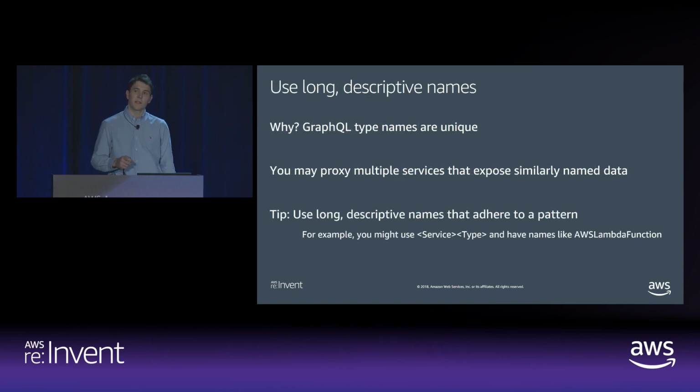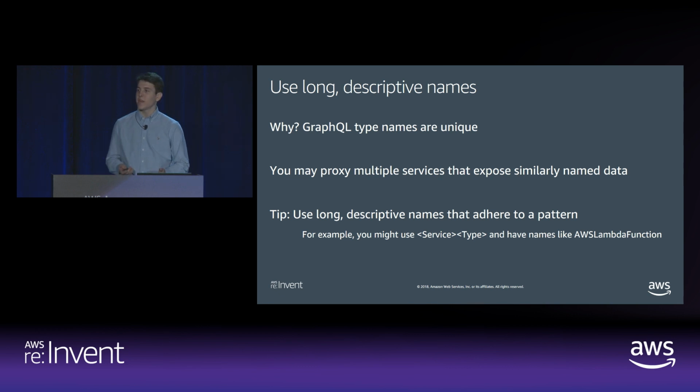So the first thing is use long descriptive names. This is tip number one. The reason why is that every GraphQL API has unique names. You can't have name clashes, and there's no namespacing concept in GraphQL. So to get around this, you have to have long descriptive names that are not only unique, but are informative to your users to tell you what data that thing actually represents.